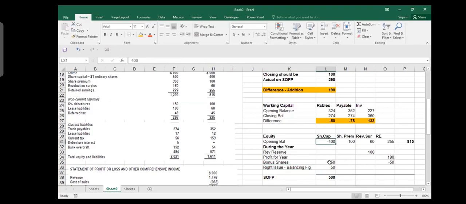Because 400 you had, 50 you issued. Until that, I'm clear. But it makes only 450. In reality, the balance sheet says that it is 500. So it means that right issue was $50. Okay? Am I clear? Okay.